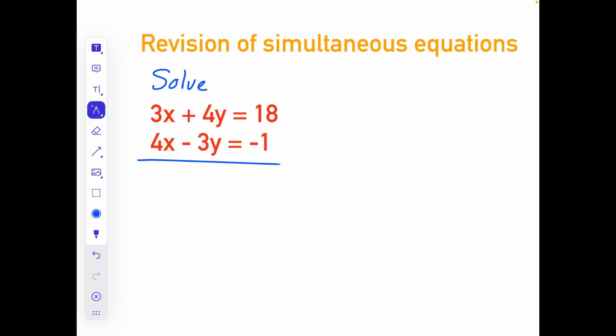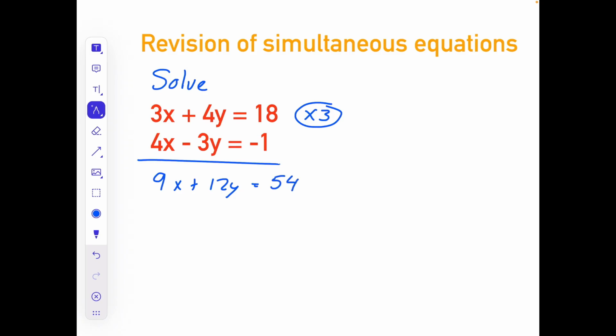I have a 4 and a 3. I can make them both into positive 12y and negative 12y. To make this into a 12y, I'm going to multiply this whole line by 3. So it's going to be 9x plus 12y is equal to 18 by 3, which is 54.